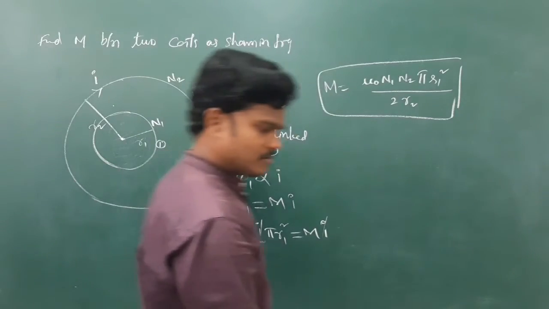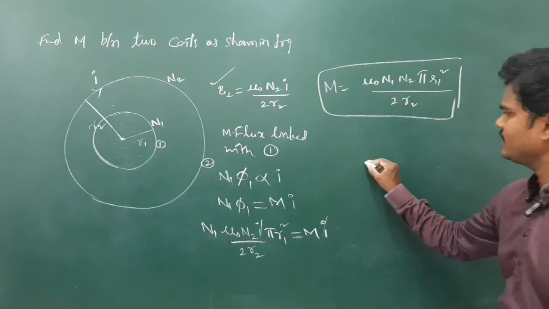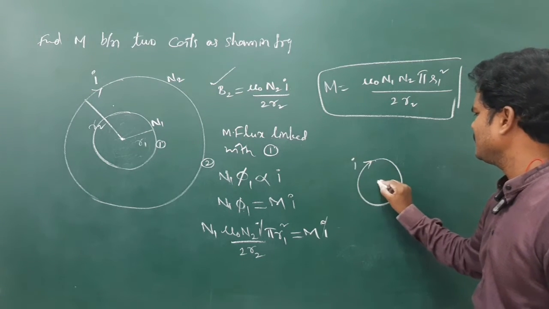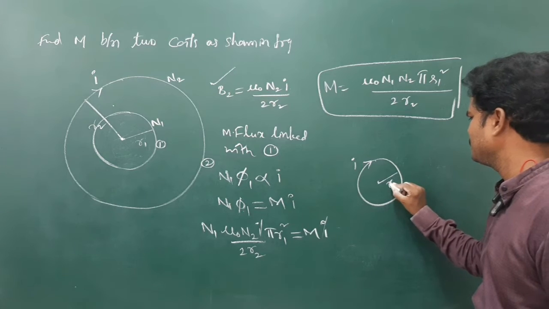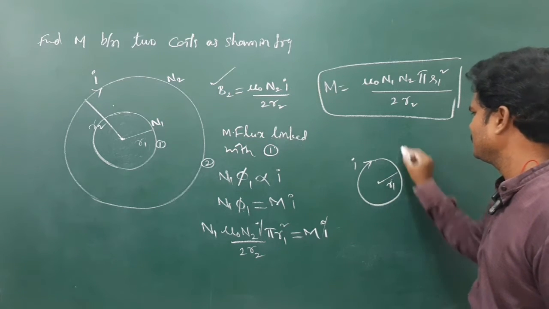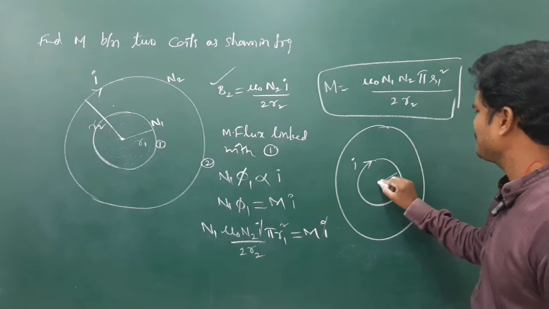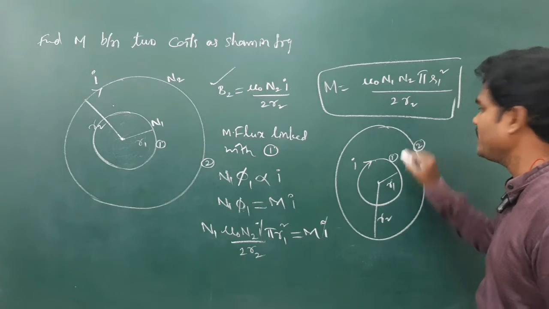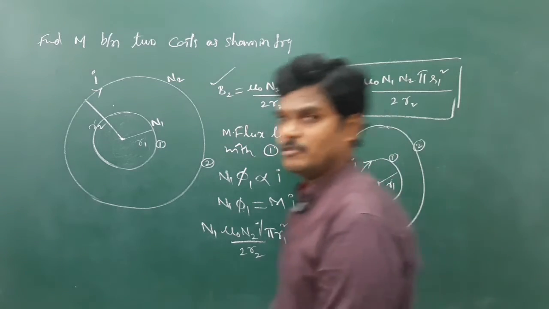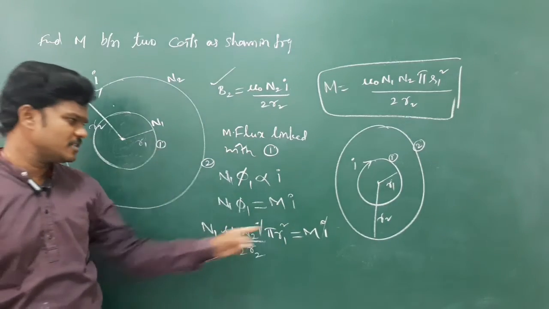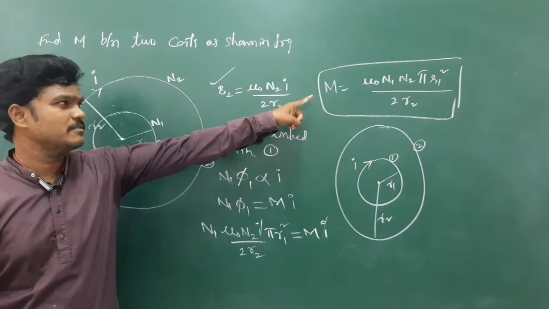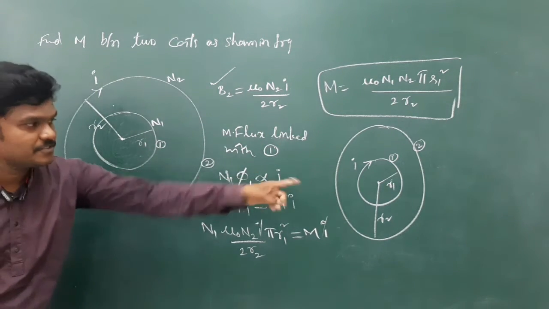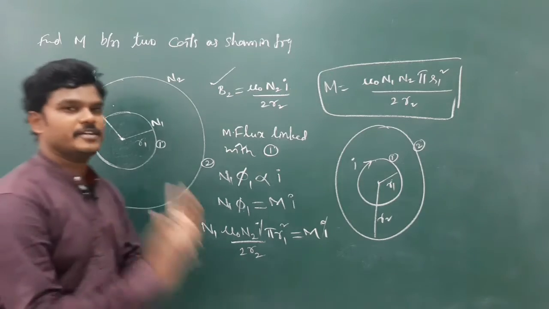Okay. So similarly you try in a reverse process. Suppose they give the current I here, radius is R1, this radius is R2, this is coil 1, this is coil 2. You find mutual inductance between these two coils. You will get M12, M21, but both are equal, that's why I written M only here. Finally we got mu naught N1 N2 pi R1 square by 2 R2 for this diagram. You try for this, whether it is same or different.